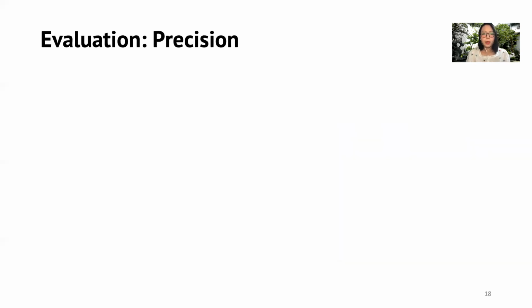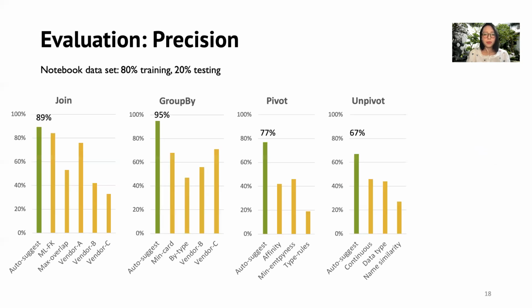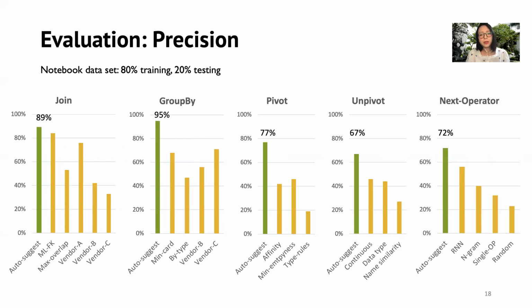We show a subset of results in terms of prediction quality here. We split the invocation of these operators 80-20 as training and test. Each figure is for different operators. The y-axis shows the top 1 prediction precision, and the green bar is auto-suggest. We compare with a few commercial vendors, anonymized as vendor ABC, as well as a method adapted from research literature. We can see that auto-suggest significantly outperforms the other baselines. We also test the precision on the prediction for the next operator. Its precision at 1 is 72%, also significantly better than the other baselines.